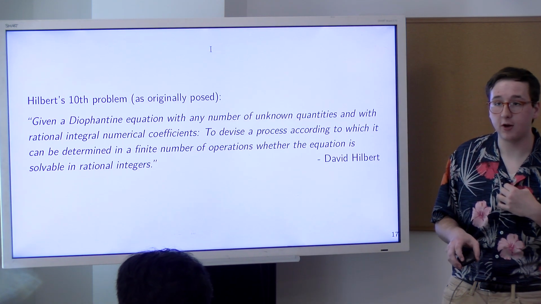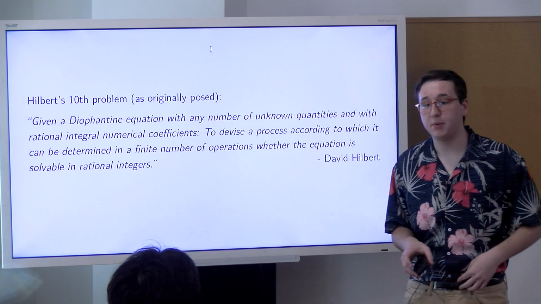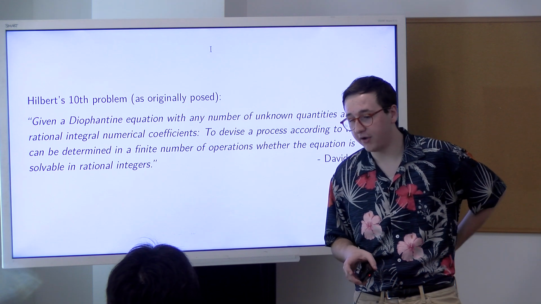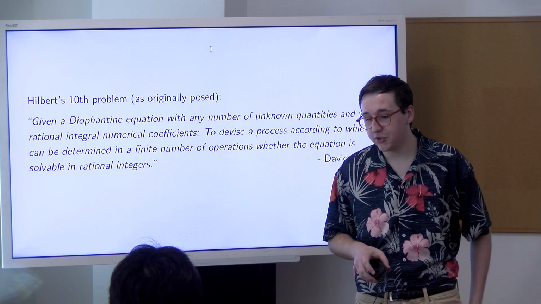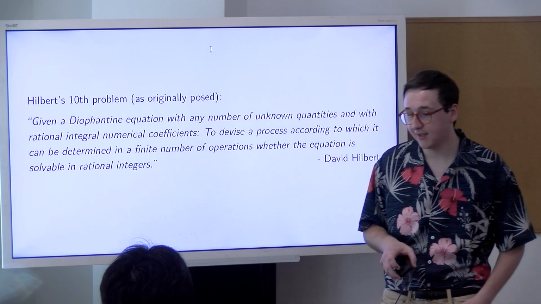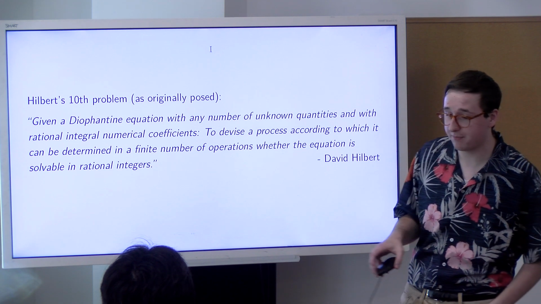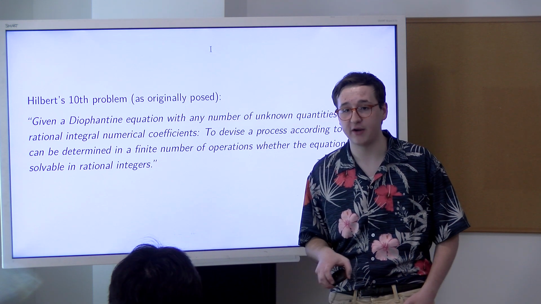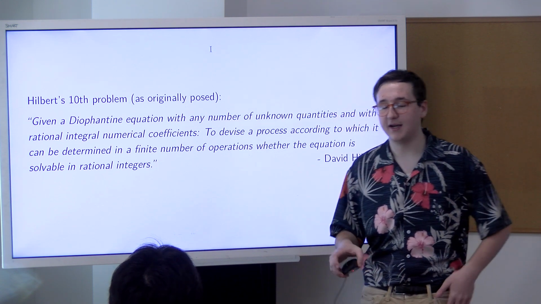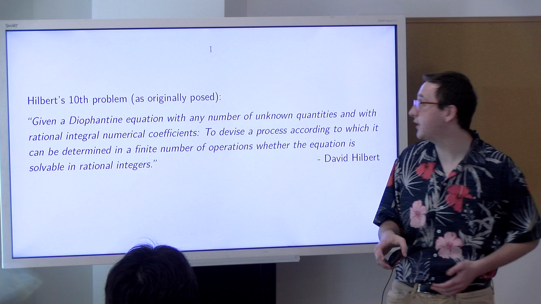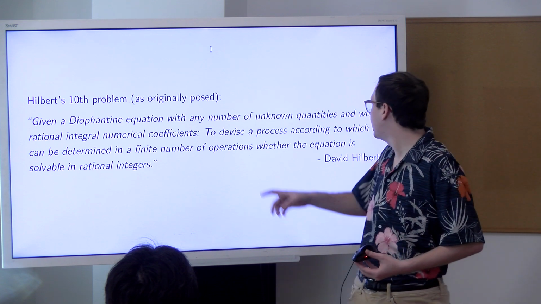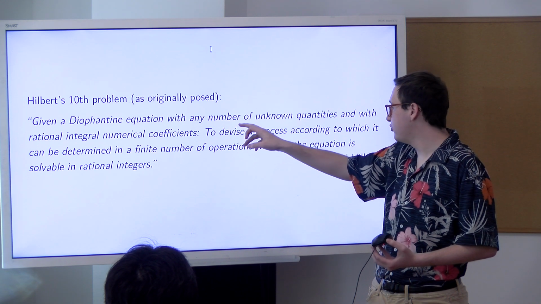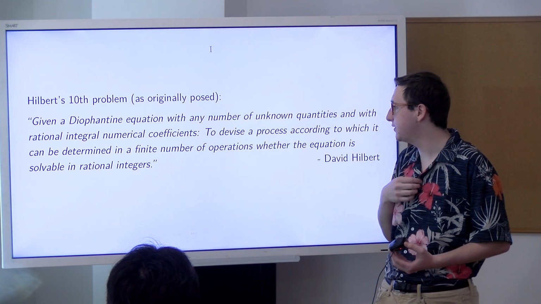Hilbert's 10th problem, as originally posed, said: given a Diophantine equation with any number of unknown quantities and with rational integer numerical coefficients, to devise a process according to which it can be determined in a finite number of operations whether the equation is solvable in rational integers. He was using some antiquated terms here. Unknown quantities just means variables. Rational integral numerical coefficients just means integers.